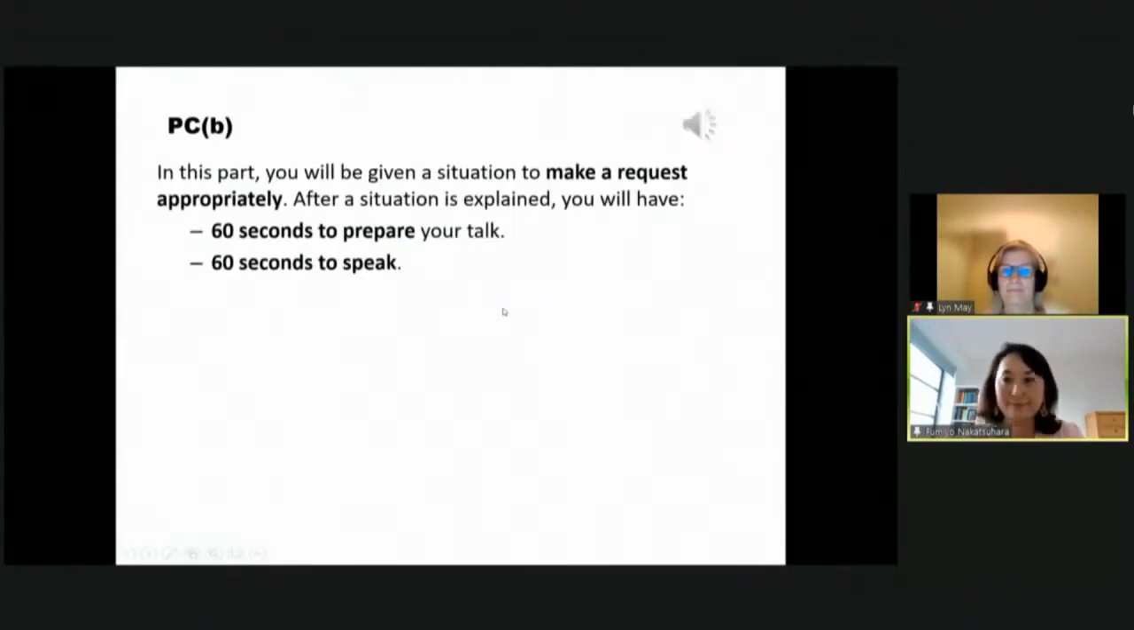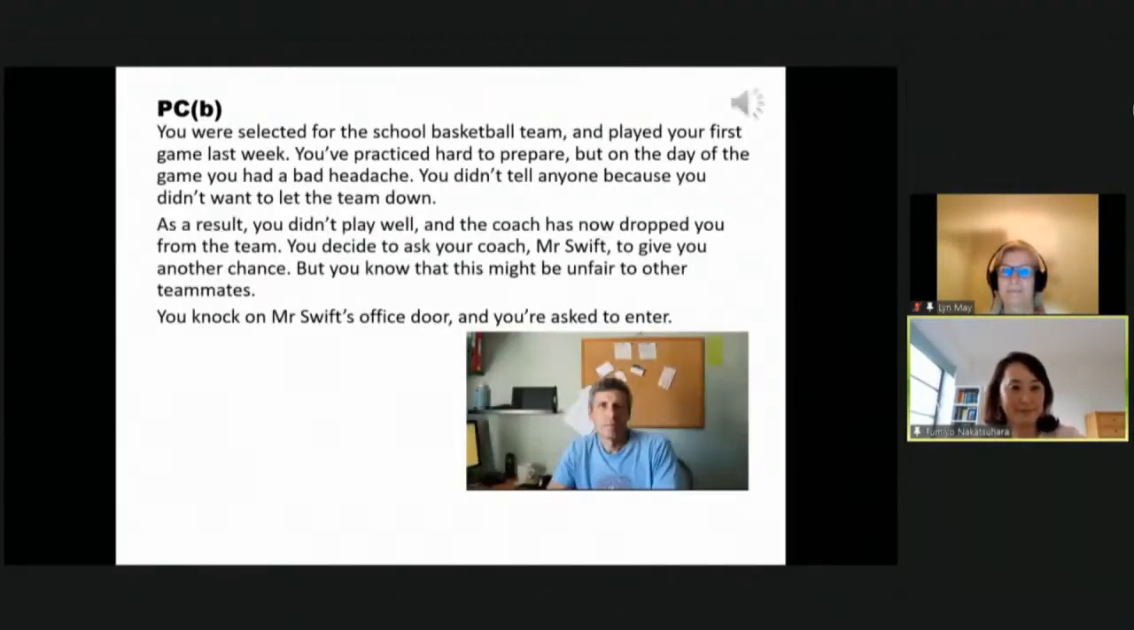In this part, you will be given a situation to make a request appropriately. After a situation is explained, you will have 60 seconds to prepare your talk. You will then have 60 seconds to speak. You were selected for the school basketball team and played your first game last week. You've practiced hard to prepare, but on the day of the game you had a bad headache. You didn't tell anyone because you didn't want to let the team down. As a result, you didn't play well, and the coach has now dropped you from the team.